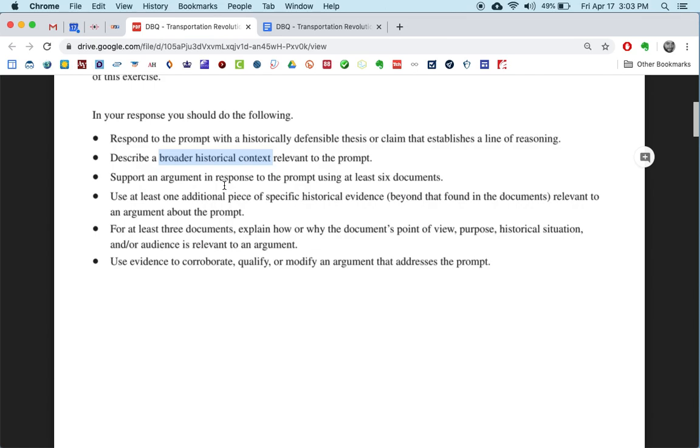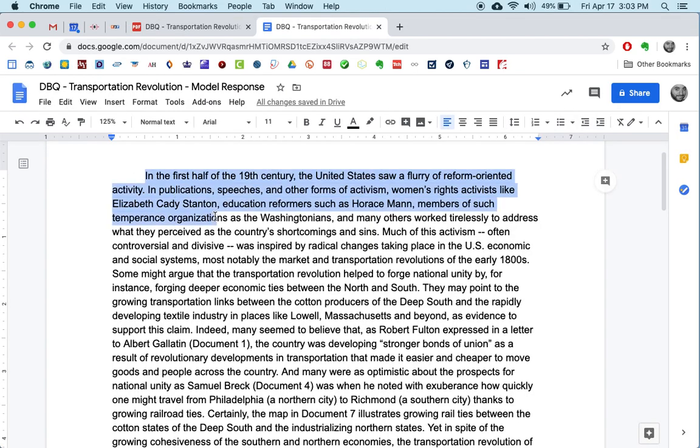So, back to my model. I'm going to highlight my contextualization. I write, in the first half of the 19th century, the United States saw a flurry of reform-oriented activity in publications, speeches, and other forms of activism. Women's rights activists like Elizabeth Cady Stanton, education reformers like Horace Mann, members of such temperance organizations as the Washingtonians, and many others worked tirelessly to address what they perceived as the country's shortcomings and sins. Much of this activism, often controversial and divisive, was inspired by radical changes taking place in the U.S. economic and social systems, most notably the market and transportation revolutions of the early 1800s.